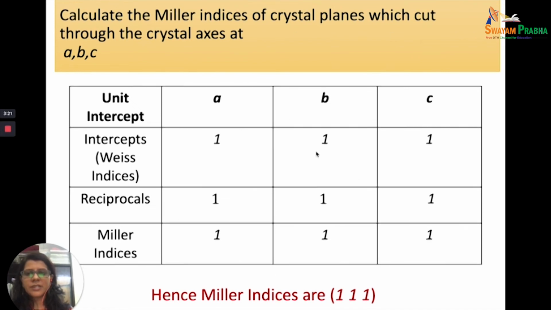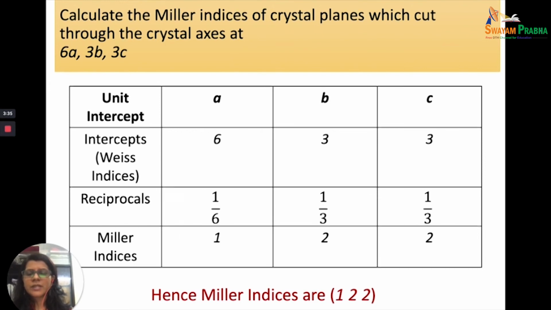Now similarly, very simple: A, B, C. You have 1, 1, 1 for the three axes. You take a reciprocal, you get the same as Miller indices. Very simple, right? Now let's look at this example.